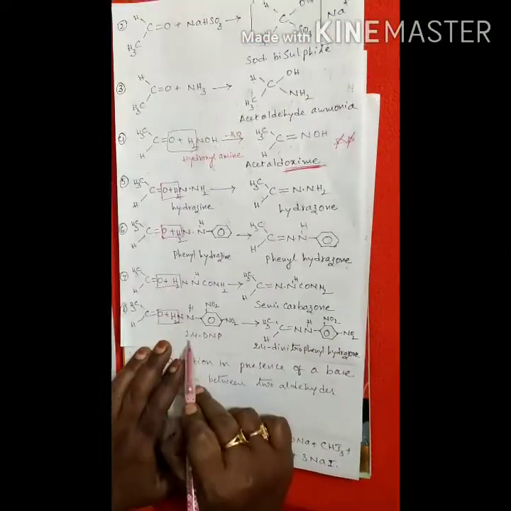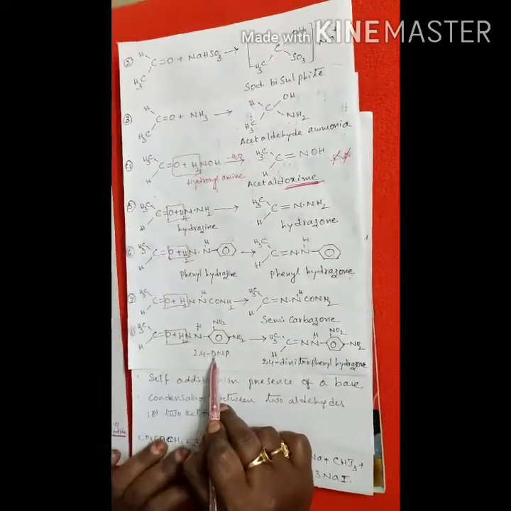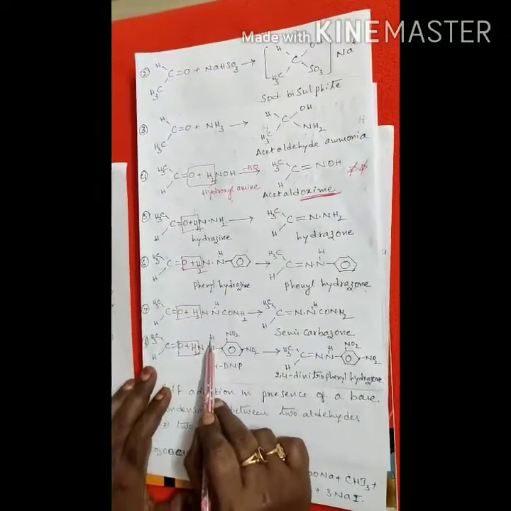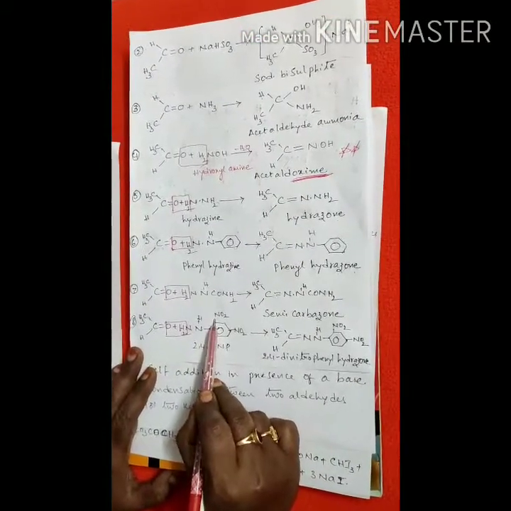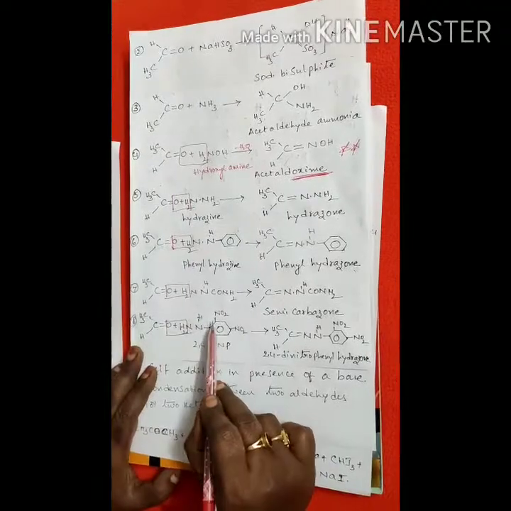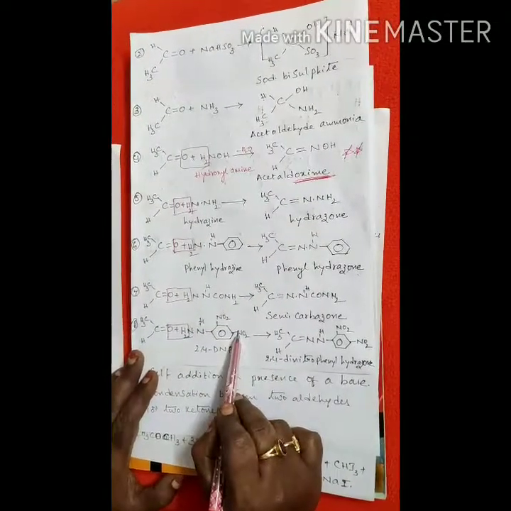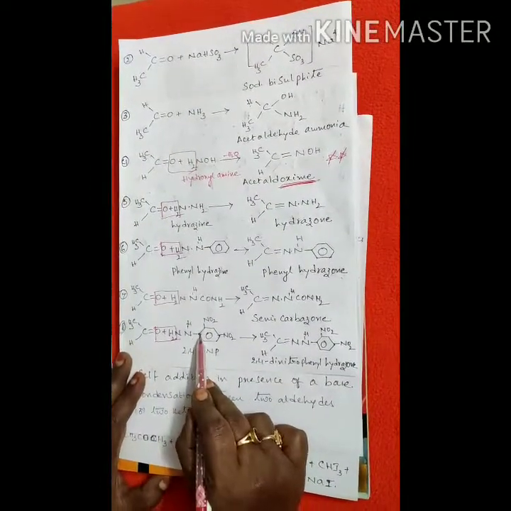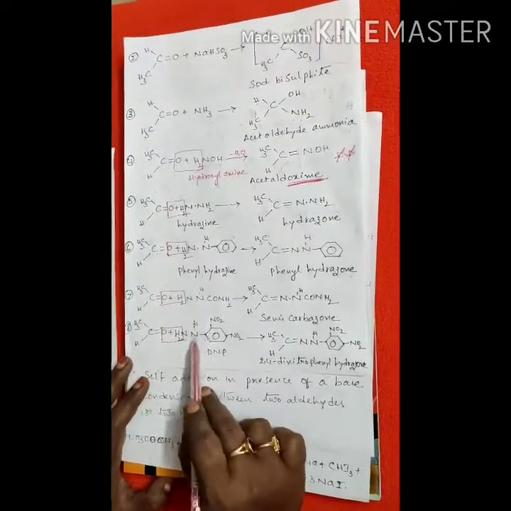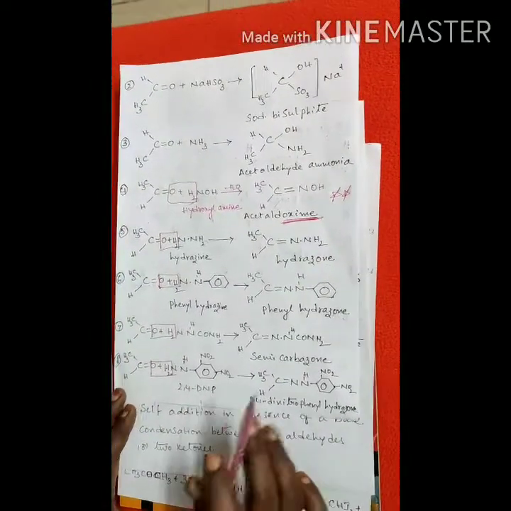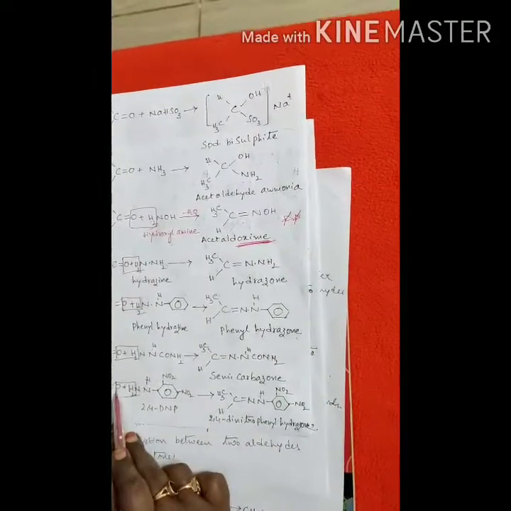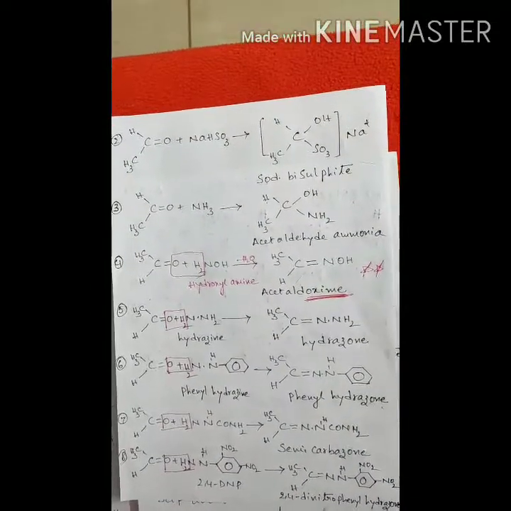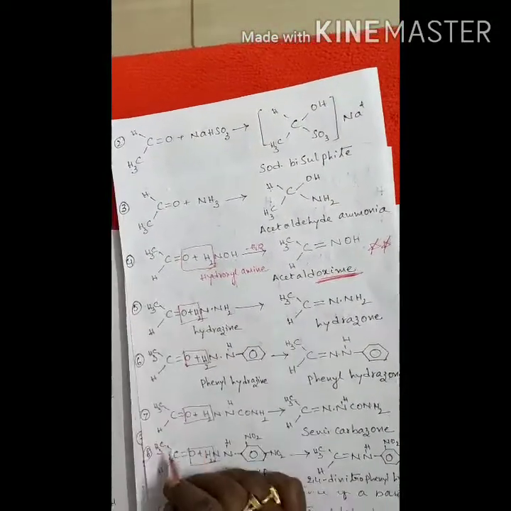In this case, 2,4-DNP is 2,4-dinitrophenylhydrazine. Just like before, NH2, NH. This is position 1, the second position has NO2, and the fourth position has NO2. So 2,4-dinitrophenyl: the nitro groups are substituted on the phenyl group. So the name of the compound, in short, is 2,4-DNP. Again a water molecule is eliminated from it, C double bond N NH with the two NO2 groups, and 2,4-dinitrophenylhydrazone is formed. This is one of the lab tests also.